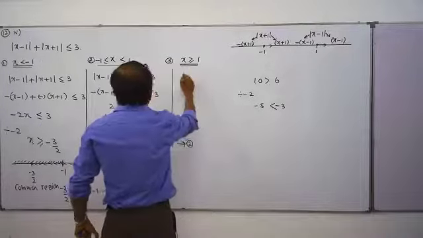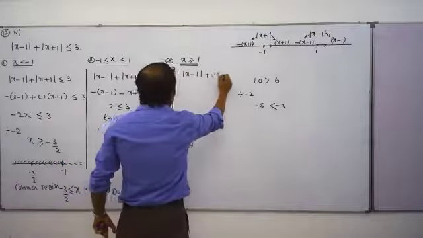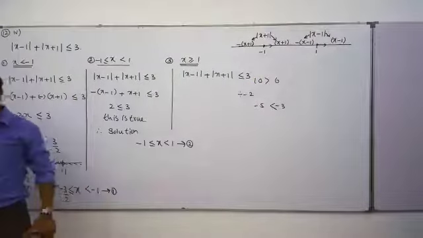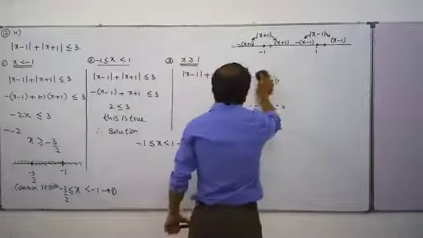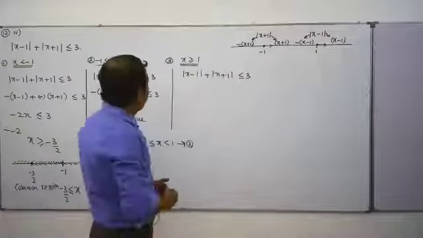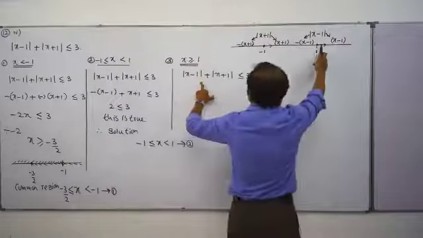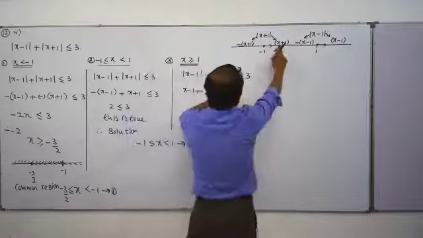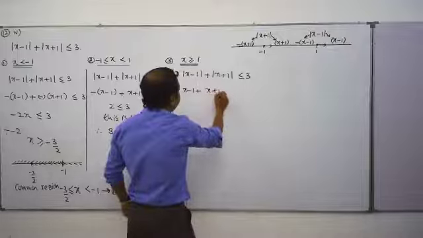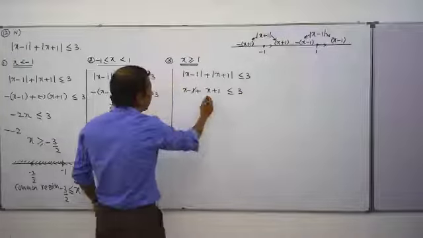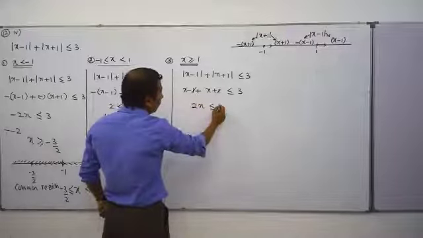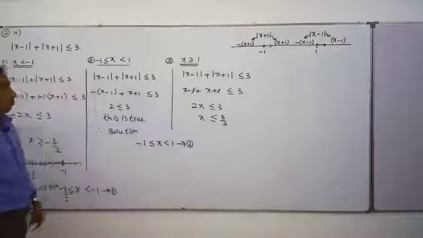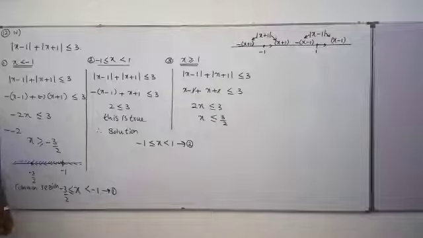Next one, in this interval, mod x minus 1 plus mod x plus 1 less than or equal to 3. Right. X greater than or equal to 1. Mod x minus 1 is x minus 1. Mod x plus 1 is x plus 1. This you can cancel down. 2x less than or equal to 3. X, divide both sides by plus 2, then 3 by 2. I will write the common region.